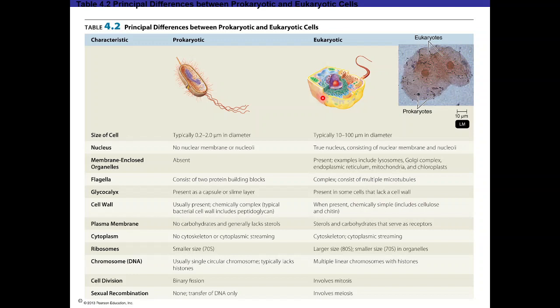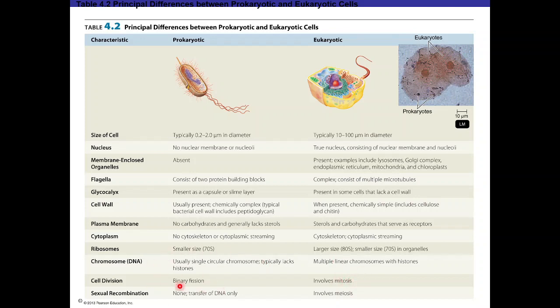And in the cytoplasm, there is no cytoplasmic streaming for prokaryotes, while eukaryotes have cytoplasmic streaming. In the plasma membrane, prokaryotes don't have carbohydrates and they don't have sterols, with the exception of mycoplasma, while in eukaryotes we have carbohydrates that serve as receptors, and we have sterols. DNA typically is circular in prokaryotes with only one chromosome, and they don't have histones, while in eukaryotes we have multiple chromosomes with histones, and the chromosomes are linear.